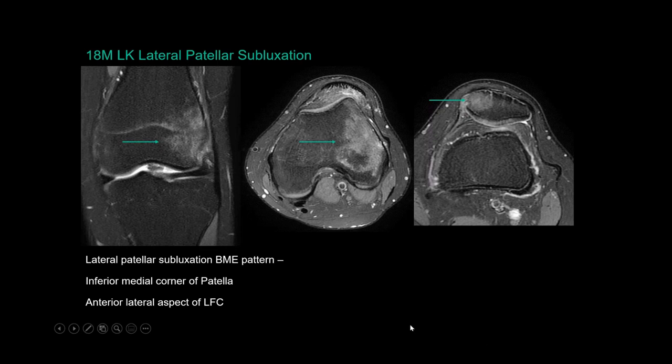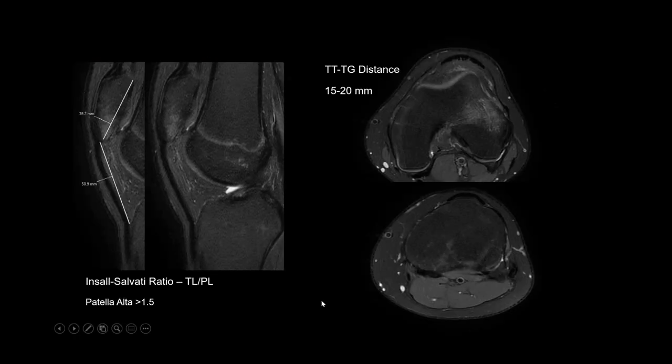So in this 18-year-old with sustained lateral patellar subluxation, you can see the standard bone marrow edema pattern involving the anterior inferior medial aspect of patella and the lateral aspect of the lateral femoral condyle. They usually have associated injuries, including tears of the medial patellofemoral ligament.